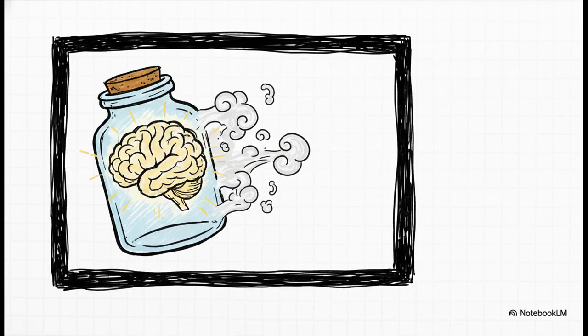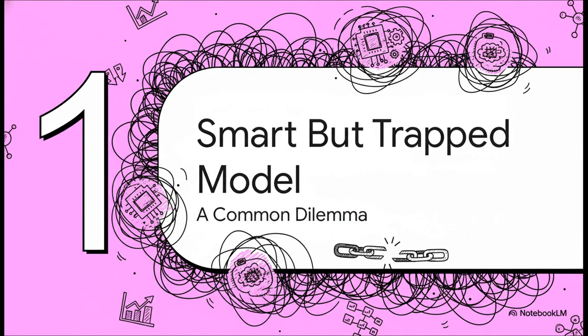Because here's the reality. Right now, that incredible model you built has a huge problem. It's brilliant, yeah, but it's completely trapped. It only exists in your current session. The moment you close that laptop or shut down that script, poof, all that training, all that intelligence, it's just gone. And that's what we're going to call our first big idea here, the smart but trapped model.